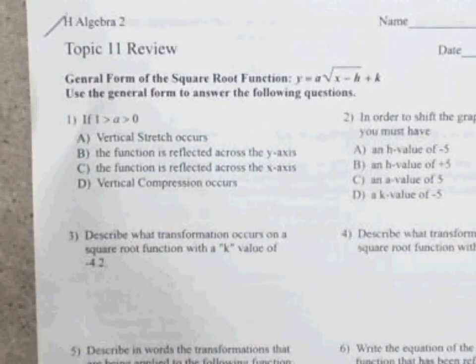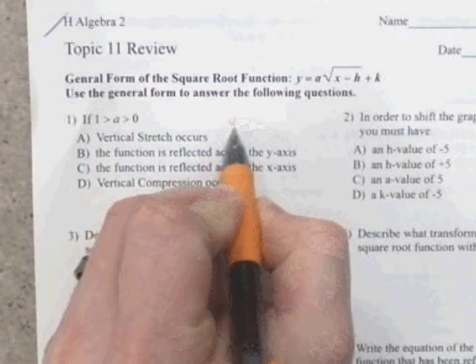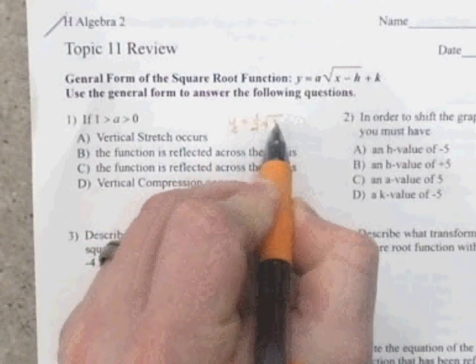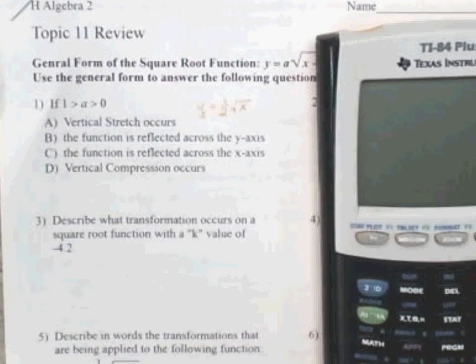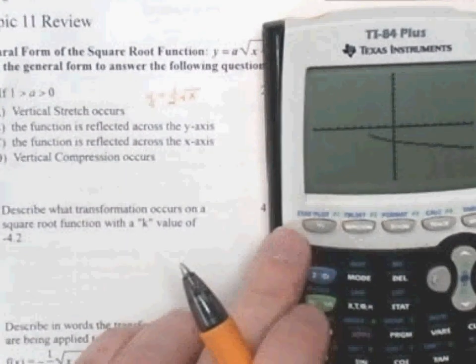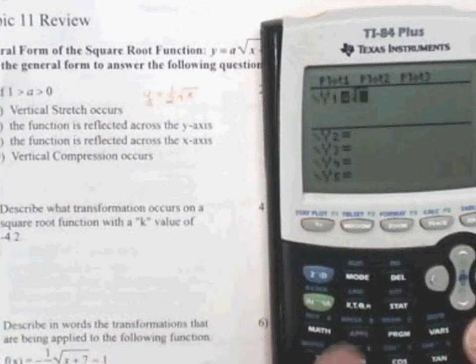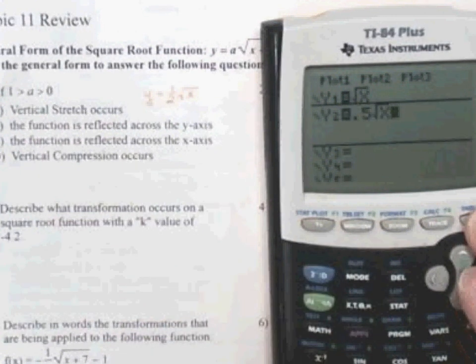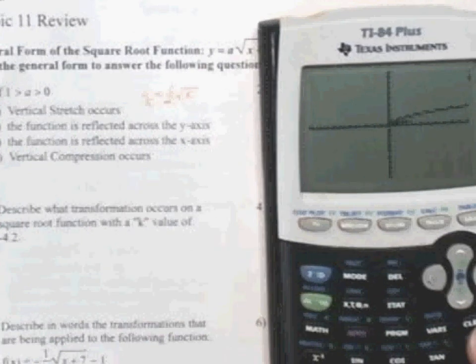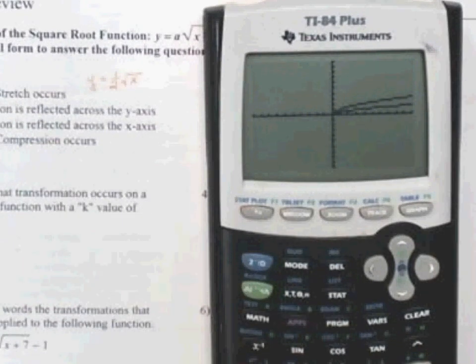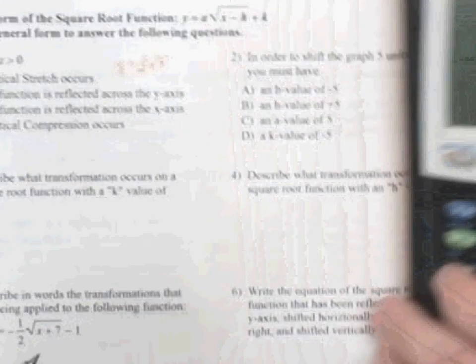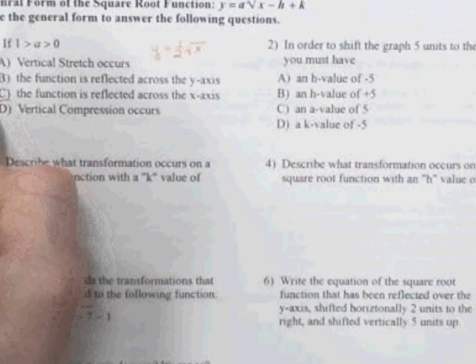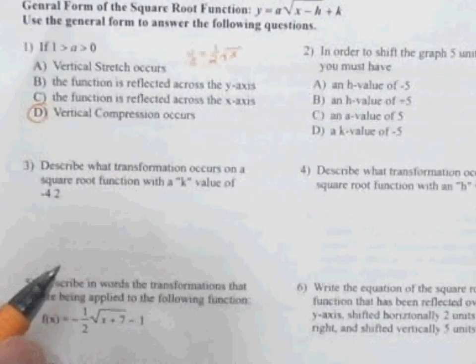Number 1. If a is greater than 0 but less than 1, so we have a positive a value, something like y equals 1/2 the square root of x. If you don't know what that does off the top of your head, which is to compress the graph, just put it in your calculator. You look at the square root of x, you look at 1/2 the square root of x. The first line that pops up is going to be the square root of x, and the next line you see is beneath it. It goes up half as fast. So what we're looking at is a vertical compression that has occurred to the graph of the square root of x.